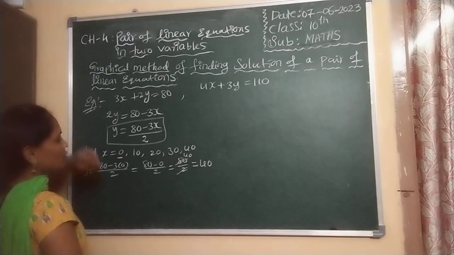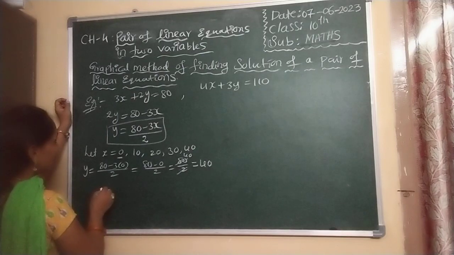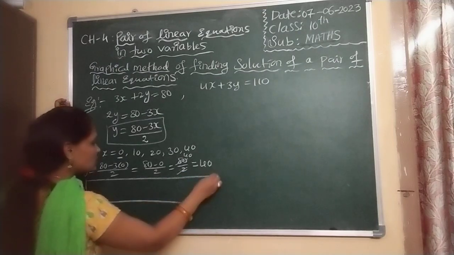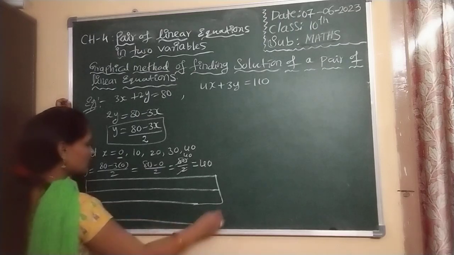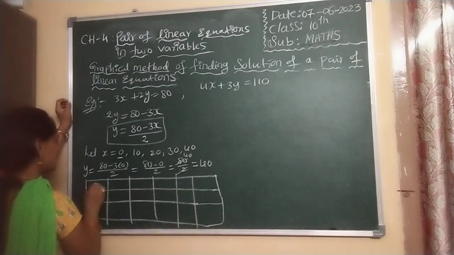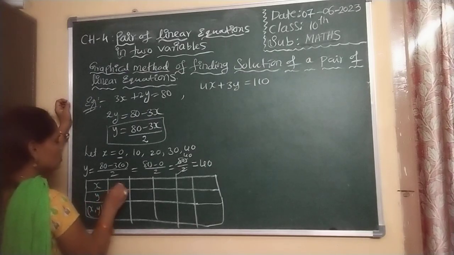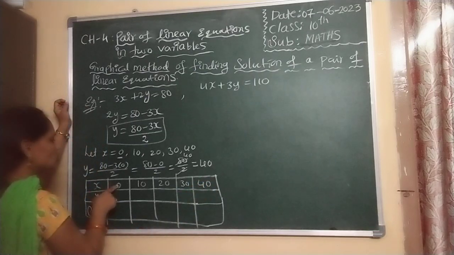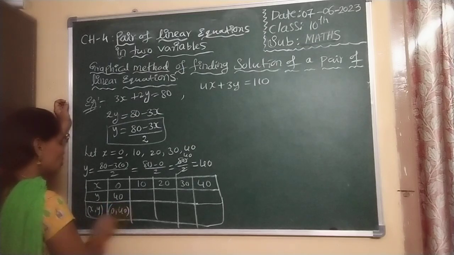Here you can draw a box and write the values. I am drawing the box here, and I will do the calculations roughly, because space will not be sufficient, right? It will take a little more time, so be patient and listen. The x values are 0, 10, 20, 30, 40. At x is equal to 0, the value is 40. So 0 comma 40.